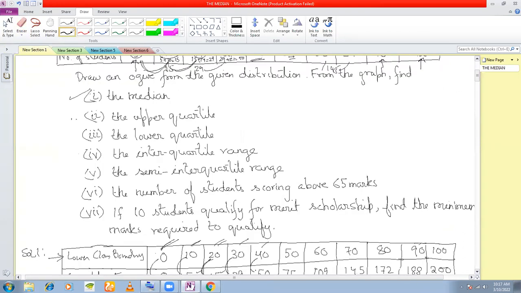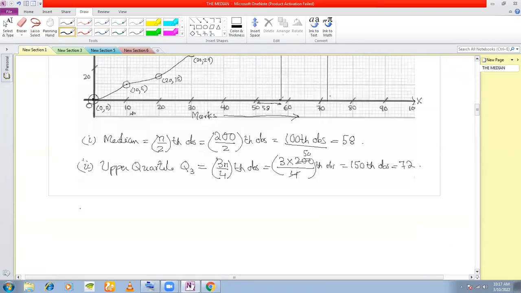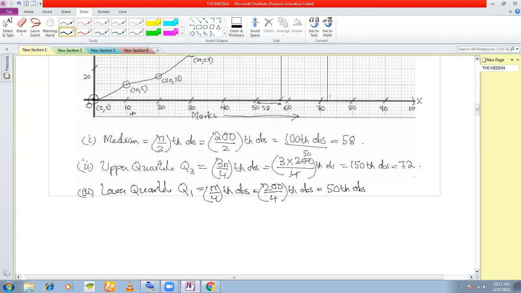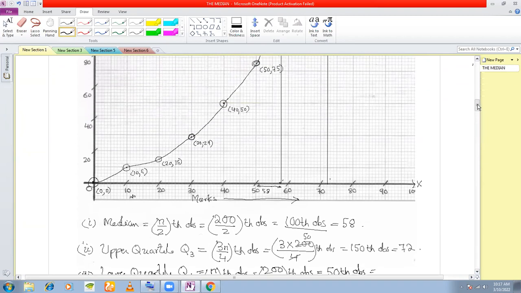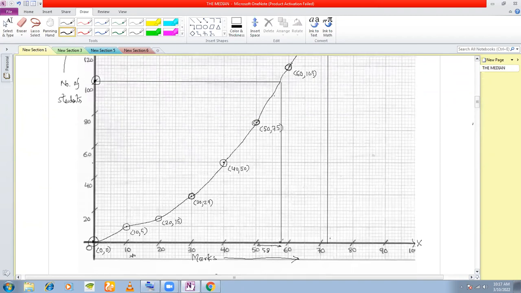So upper quartile is done. Now we are going to see how to calculate the lower quartile. Lower quartile is denoted by Q1. It is n by 4th observation. N by 4th observation means 200 by 4th observation, which is the 50th observation. How are we going to locate the 50th observation? Again, on the y-axis, we are going to locate 50. So which one is 50? Here we have our 50, right?